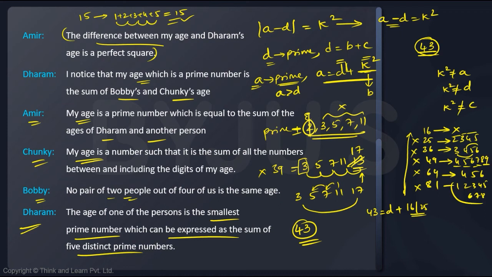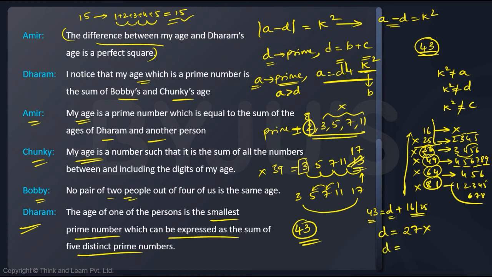Because if K square is 36, then D will become a single digit number, because 43 minus 36 is 7. So D cannot be 7. So anything more than these two values are not possible. So 36, 49, 64, anyway 81, all of these are not possible. So now take a look at D. In this case, D will be 43 minus 36. How much is that? 7 and 27, which is not a prime number. So this is ruled out.